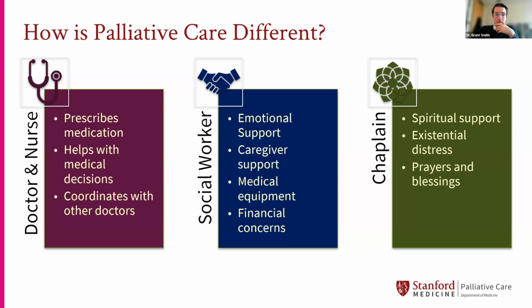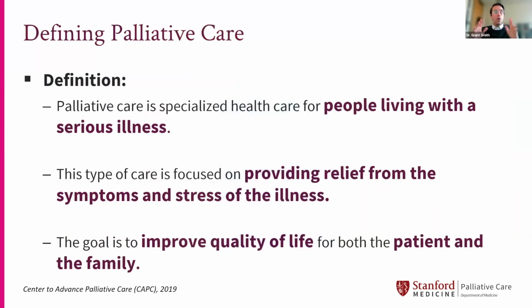I just wanted to provide one consistent definition that is really how our field likes to be defined. And that's really that palliative care is specialized healthcare for people living with a serious illness. And we'll talk more about what classifies as a serious illness. The type of care is focused on providing relief from both the symptoms and just the stress that can come from a tough illness. Like we said from the beginning, the goal is to improve quality of life for both the individual with the illness and for their family, friends, chosen family, caregivers.